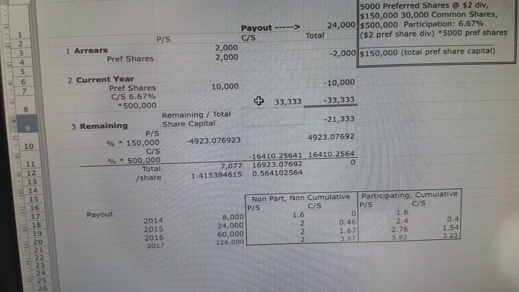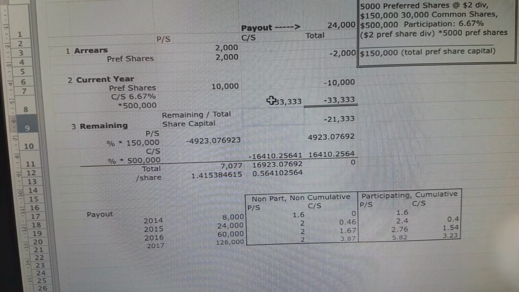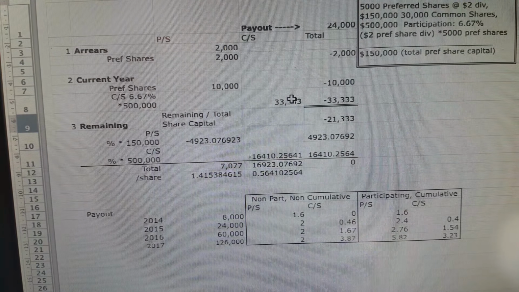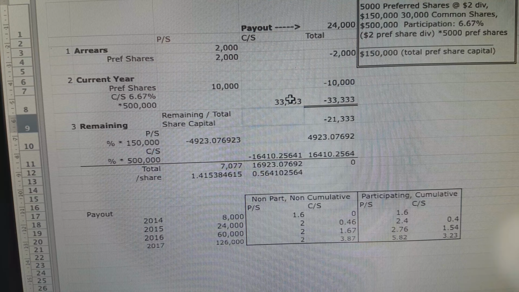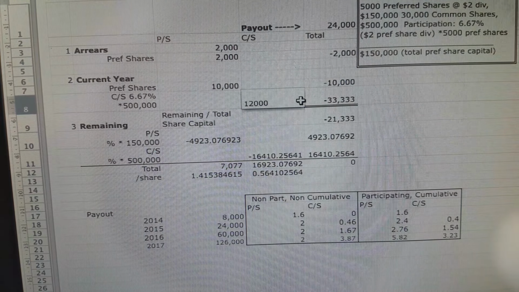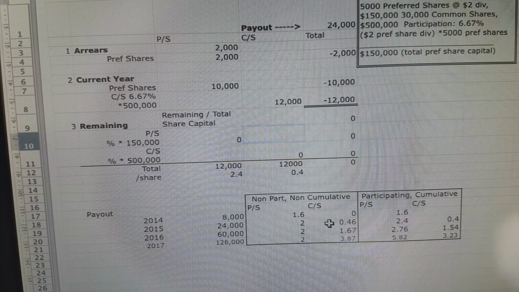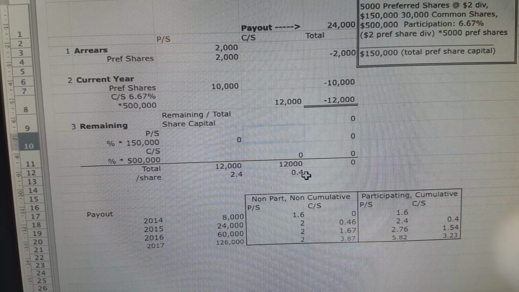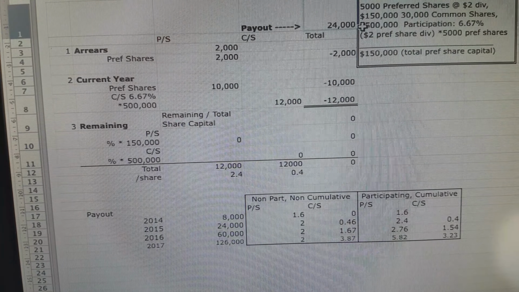So we don't have enough to pay the participation rate, but we do have a leftover, and the leftover is 12,000. So we're just going to go ahead and pay out the 12,000. And right down at the bottom, my magic spreadsheet is going to indicate what the per share amounts are. Makes sense, right? All right, let's move on to the next one, 60,000.